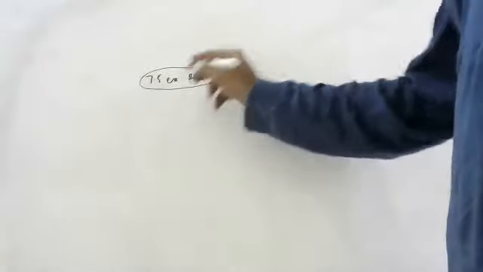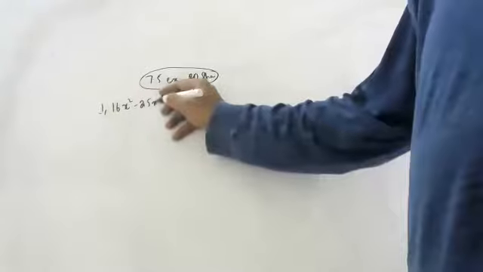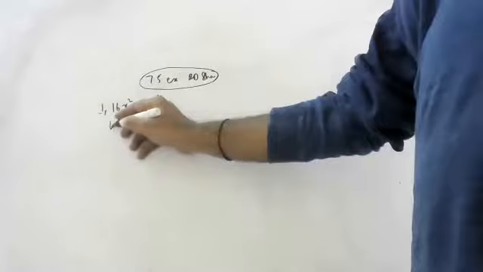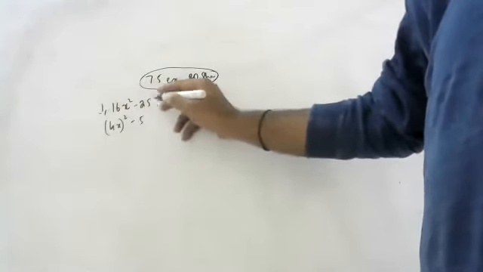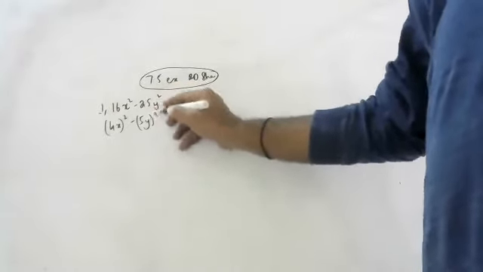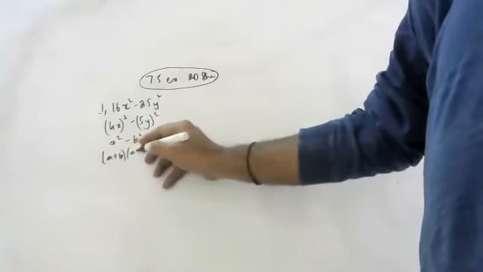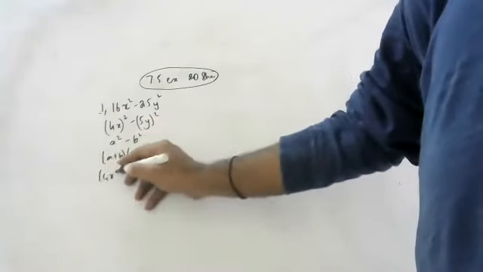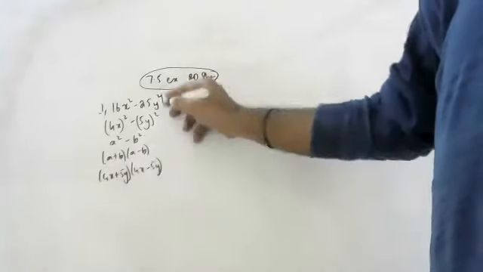Okay, factorization, first question. Surya, can you tell 16x square minus 25y square? This is the form of a square minus b square, which is equal to a plus b into a minus b. So 4x plus 5y into 4x minus 5y.